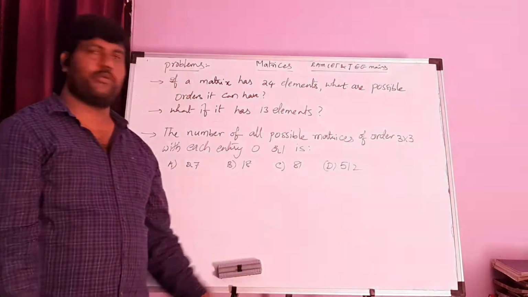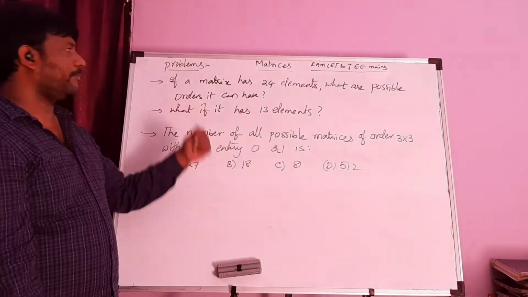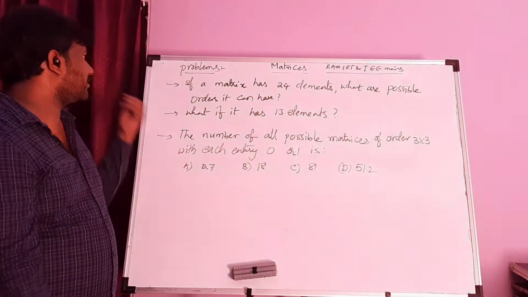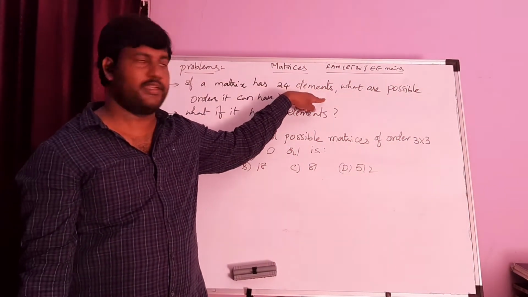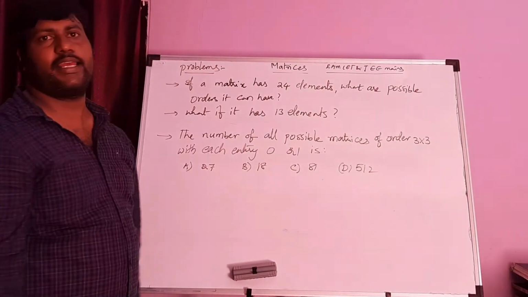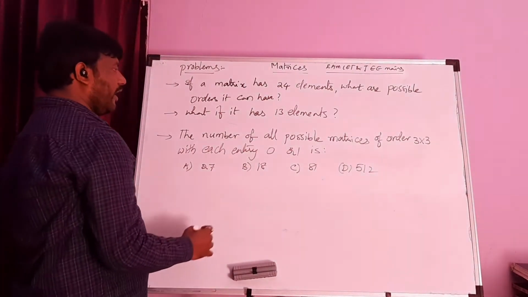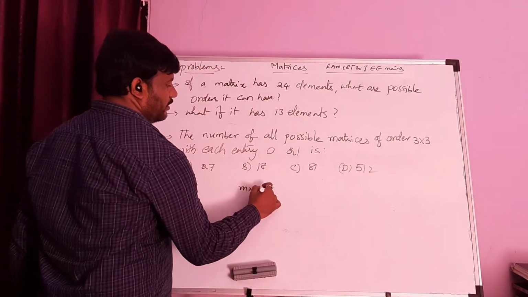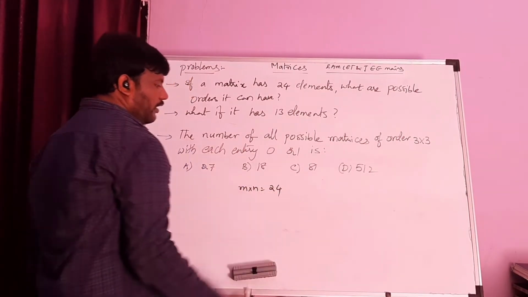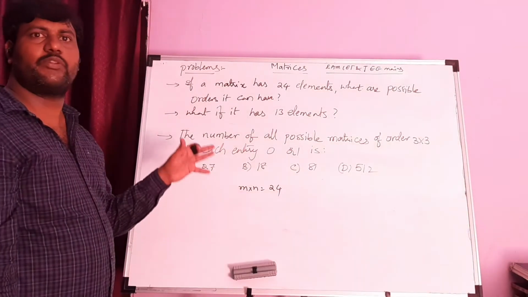Yes, students. Now we go from problem solving and matrices. So first question: if a matrix has 24 elements, what are the possible orders it can have? The matrix has 24 elements. Suppose the order is m by n, then m by n is nothing but 24. Now we have to write 24 as a product. What are the possible factors we have?